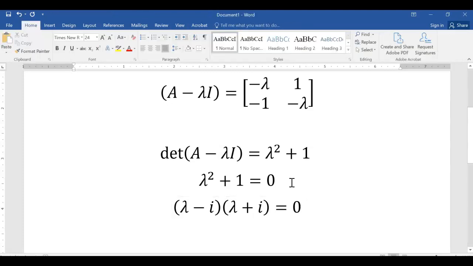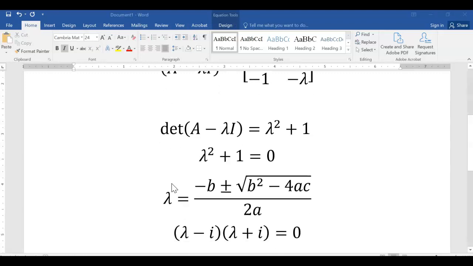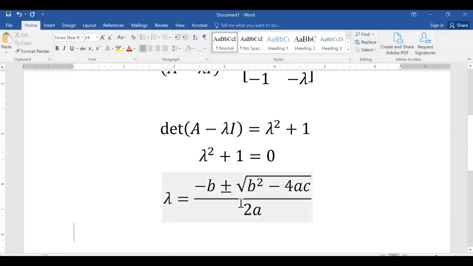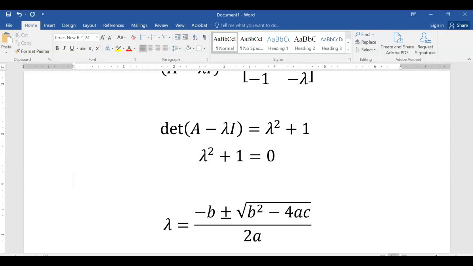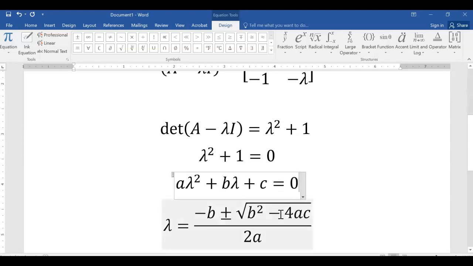By the way, you can also solve this by using the quadratic formula. The quadratic formula is the opposite of b, plus or minus the square root of b squared minus 4ac, all over 2a. If you remember what that stands for, those are going to be solutions to this equation as long as we can write it as a lambda squared plus b times lambda plus c equals 0. Now, obviously, in my case, I had a 1 for a, a 1 for c, and b was 0.